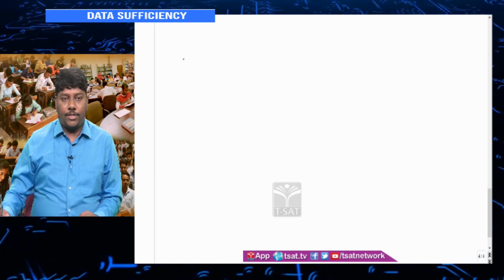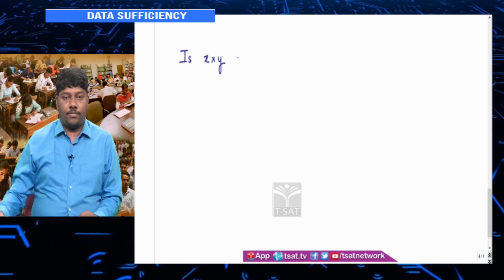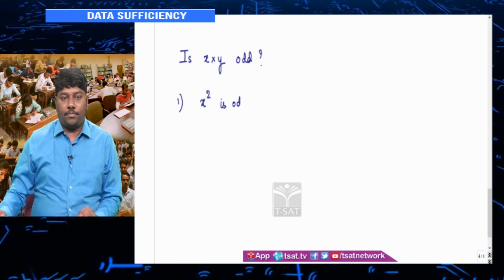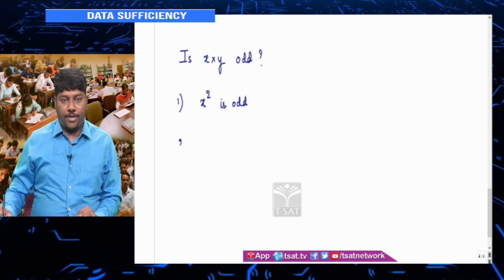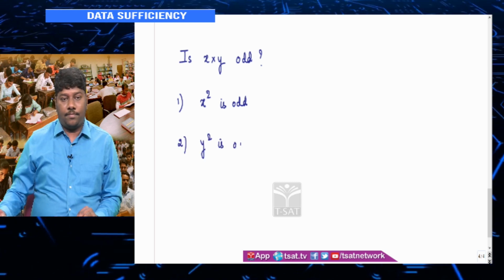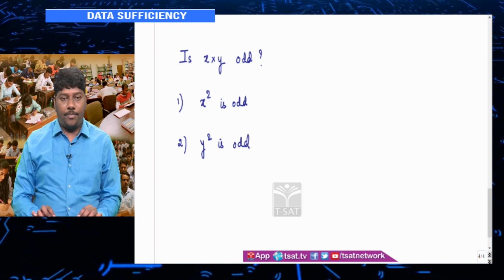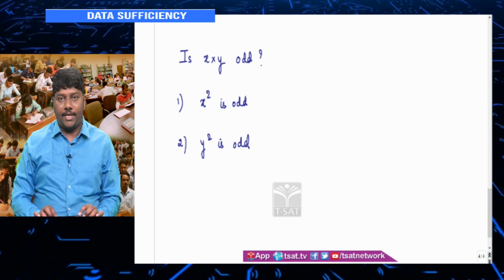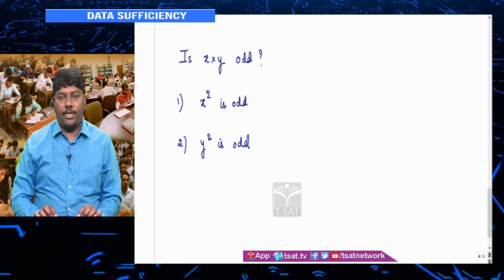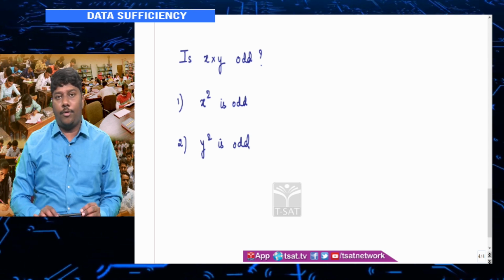Suppose if I ask you, is x into y odd? Statement 1, x square is odd. Statement 2, y square is also odd. Now, x into y odd, look at first statement, x square is odd. By using first statement, I can say x is odd. By knowing x is odd, we can't answer whether x into y is odd or not. So, first statement is not sufficient to answer the question because I don't know about y.